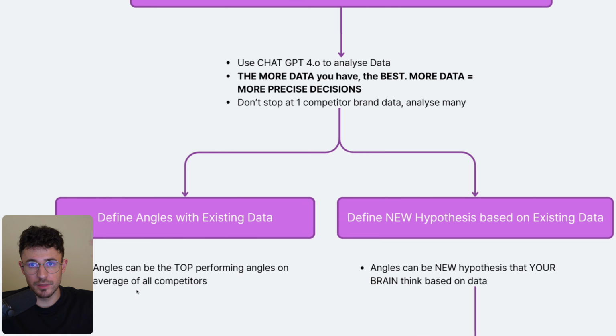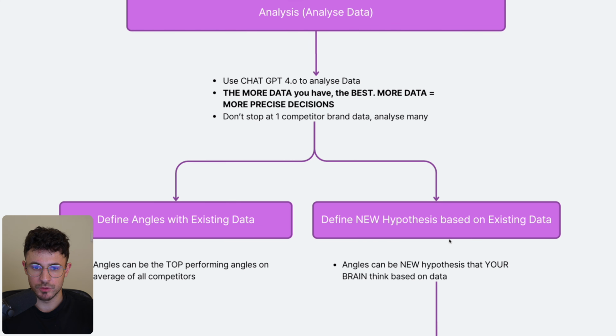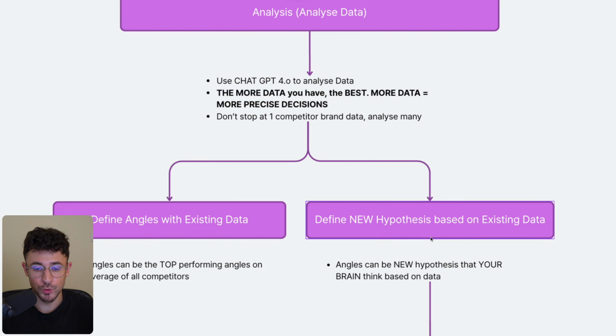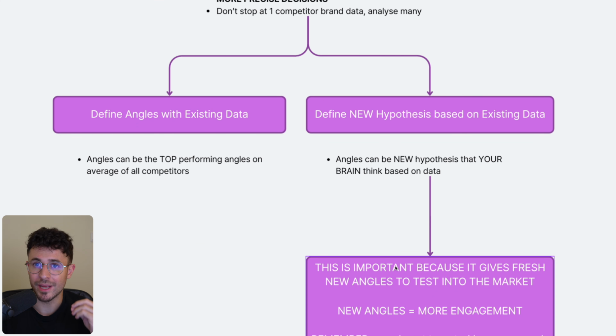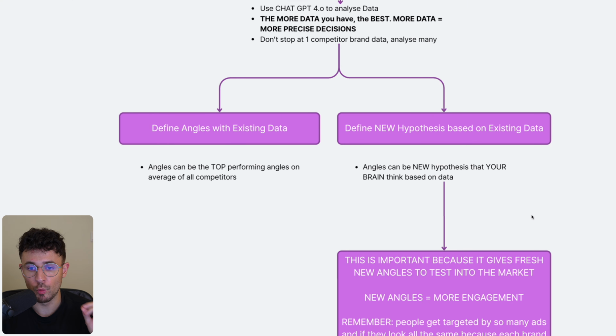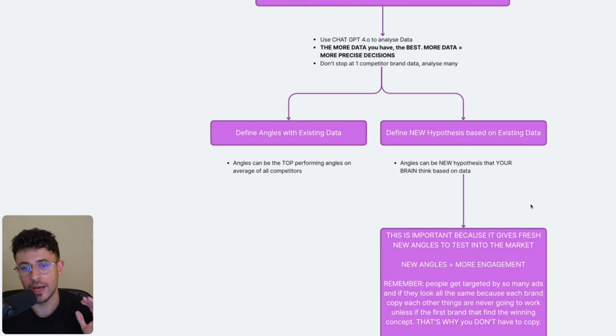So you have a lot of data points, analyze data, and you understand what the best performing angle is that you can use. And these angles can be top performing angles on average of all competitors, or whatever it is, based on all the data that you put inside the AI. And then, so ChatGPT in this case. And then what you want to do, you also need to define new hypotheses based on existing data. Angles can be new hypotheses that your brain thinks on data, and this is where we get the highest return on ad spend and the best results. This is where the real money is, okay?